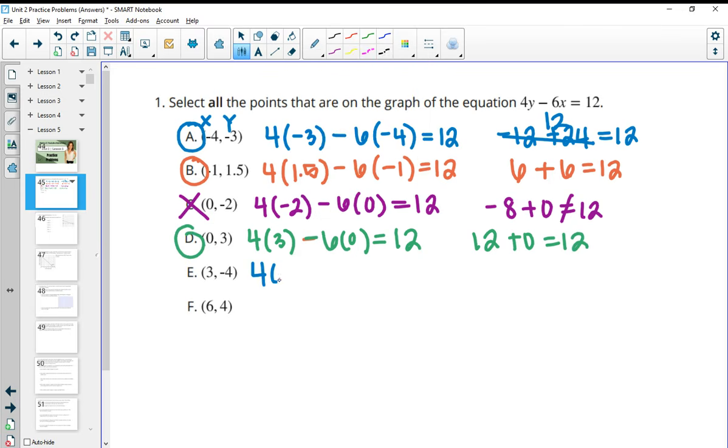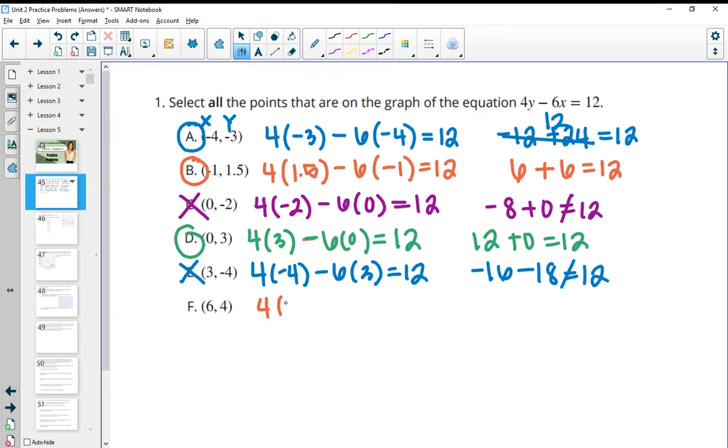E, 4 times -4 minus 6 times 3. Does that equal 12? So we have -16, which is 4 times -4. -6 times 3 is -18. And that does not equal 12 because this would continue to go further negative. It would be at -34.